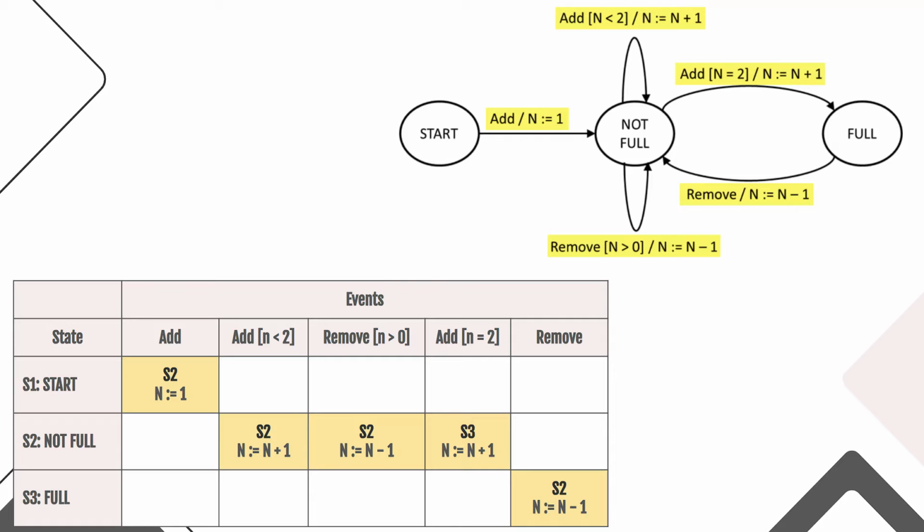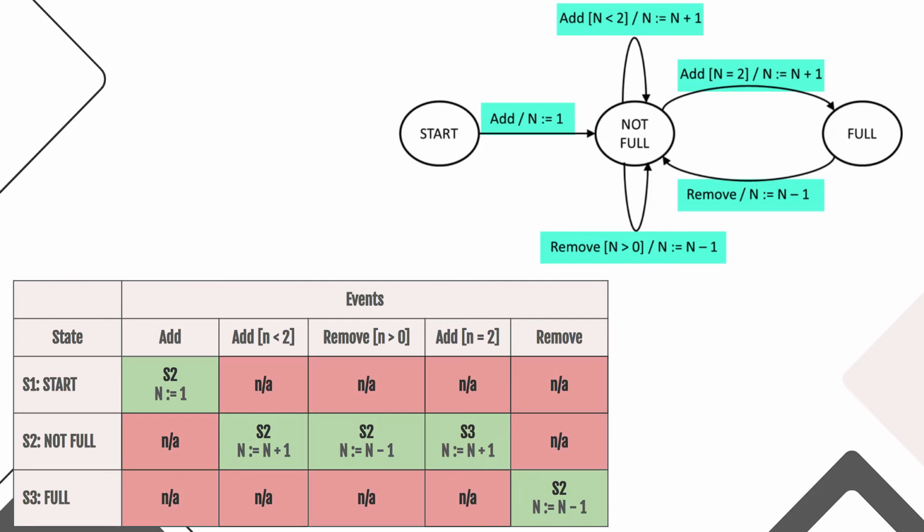And this is what the full table looks like: 3 states, 5 events with 3 guard conditions, and 5 transitions with 5 actions. In contrast to the state transition diagram, the state table explicitly shows invalid transitions, which are represented by empty cells.